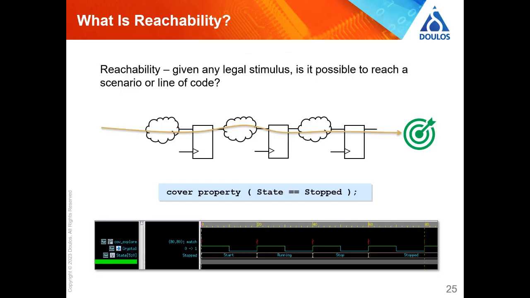With reachability, we're asking formal to find a path through the design to reach a particular target. The easiest form of reachability is using a cover property. In this example, we're asking formal to show us, is there a path to reach the stop state? And if it can find one, then it can generate us a waveform. And so here you can see it's actually generated a trace so that we can see visually how we can get the design to this particular state.